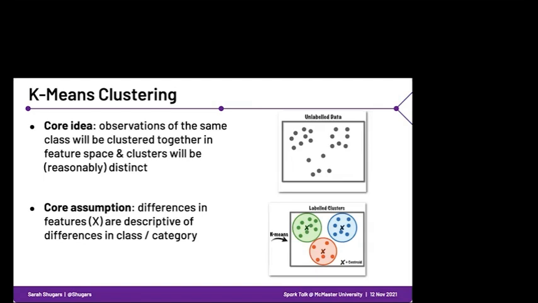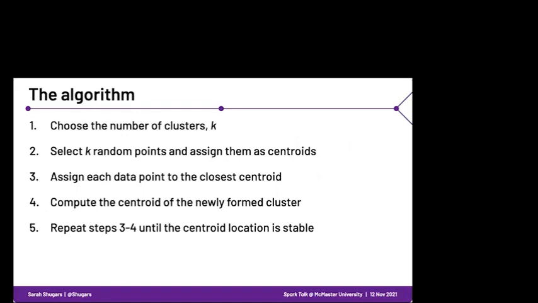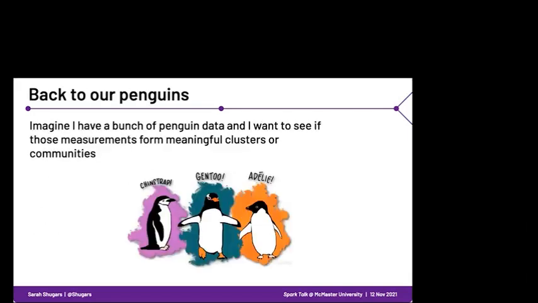So the way this algorithm works is you have to start by choosing the number of clusters that you want to find. We'll call that k. Then you select k random points and assign them as centroids. So essentially we say that those points are the center of a cluster. Then we assign each data point to the closest centroid to it. And then, this is the fun part, we recompute the centroid based off those clusters. Those centroids might move based off the clusters that have been identified. And then we just do those over and over again until that centroid point stops moving. So I'll show this again with penguins as an example.